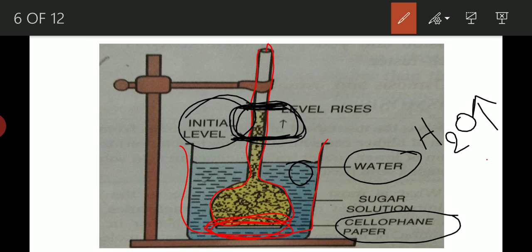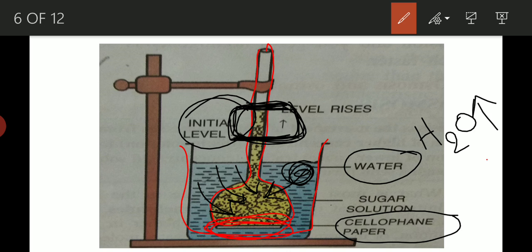So in the beaker, water molecules are present more. So they will move inside the thistle funnel, where the concentration of water molecules is less. As a result, the level of the sugar solution will increase inside the thistle funnel, because this cellophane paper is semi-permeable. It allows water molecules to pass through, but it will not allow sugar molecules to pass through. Okay? So as the water molecules move inside the thistle funnel, there is an increase in the level of the sugar solution inside the thistle funnel.